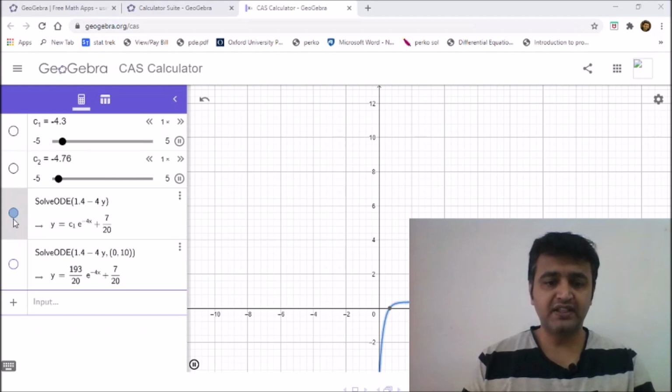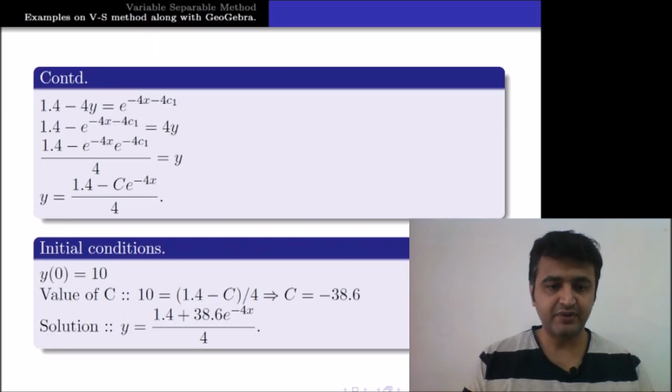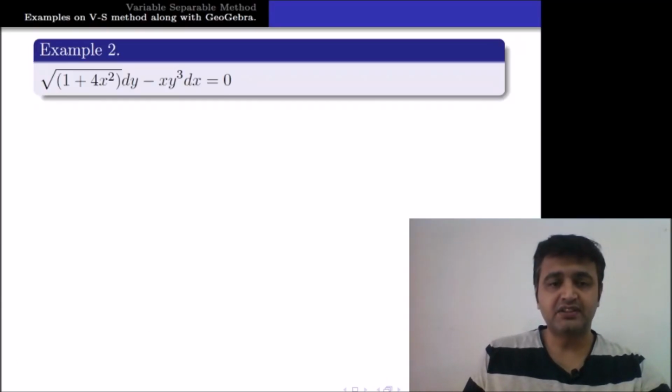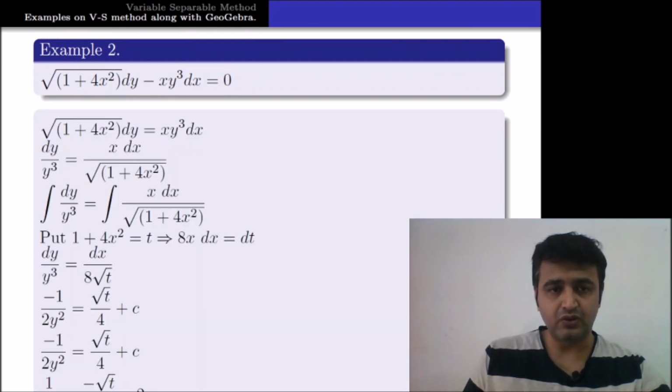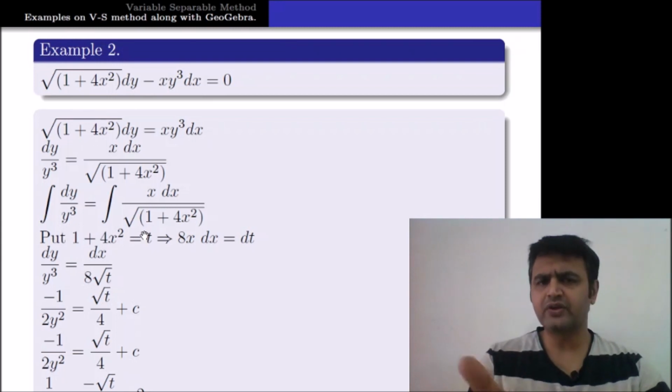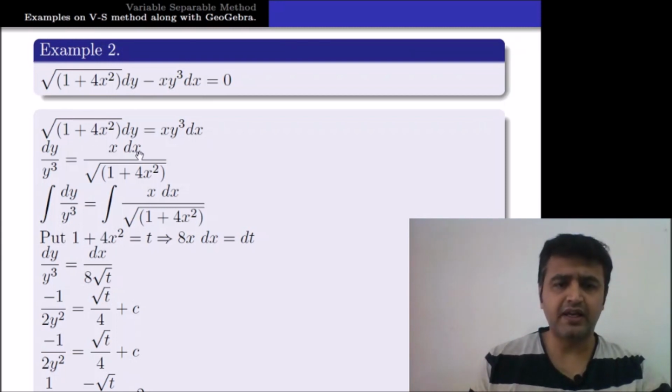So let's go to the next example. In the next example, we have square root of 1 plus 4x square dy minus xy cube dx equal to 0. Again you try to see whether you can separate or not. If you can separate, then well and good. You can apply this method. So here I have just separated the variables. You just integrate both sides. Left hand side is easy to integrate.